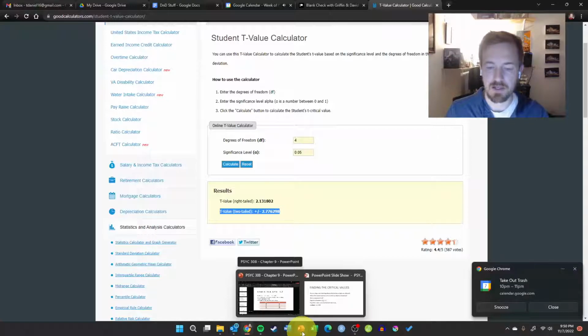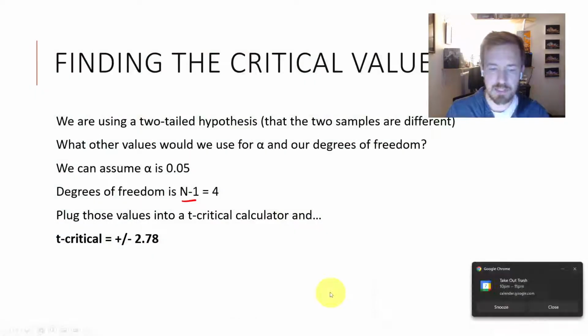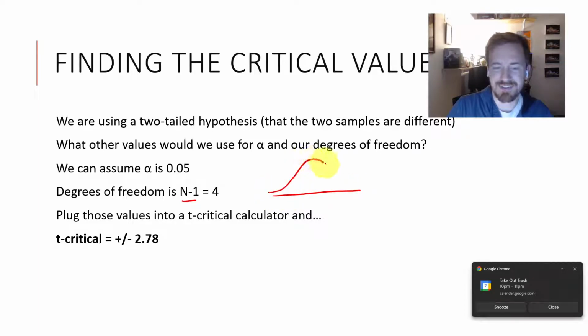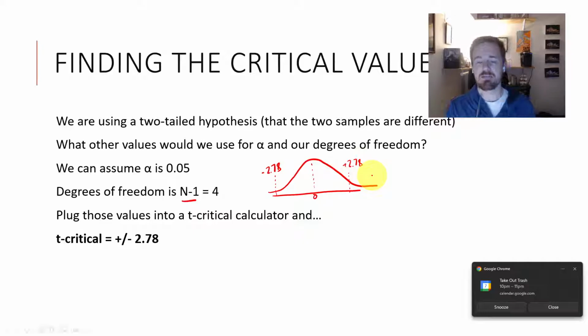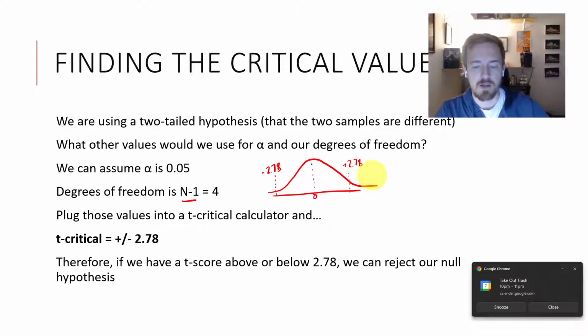So what does that mean? Basically, if I come back over here and I draw this out, and I have a graphic in a couple of slides that will probably illustrate this better, but basically this means that we are going to be setting up these critical thresholds, negative 2.78 over here and positive 2.78 over here. So when we get our t obtained, if it falls below negative 2.78 or above positive 2.78, then we can reject the null hypothesis.